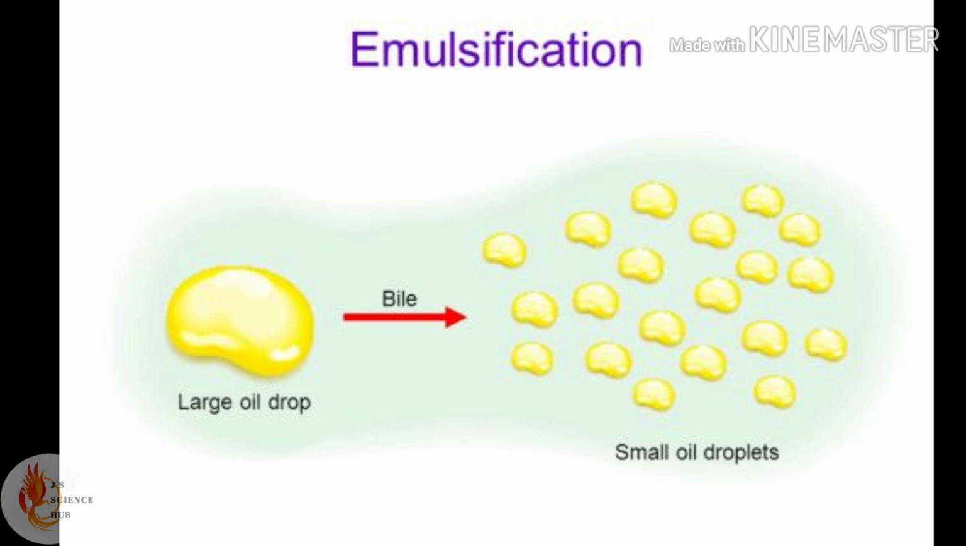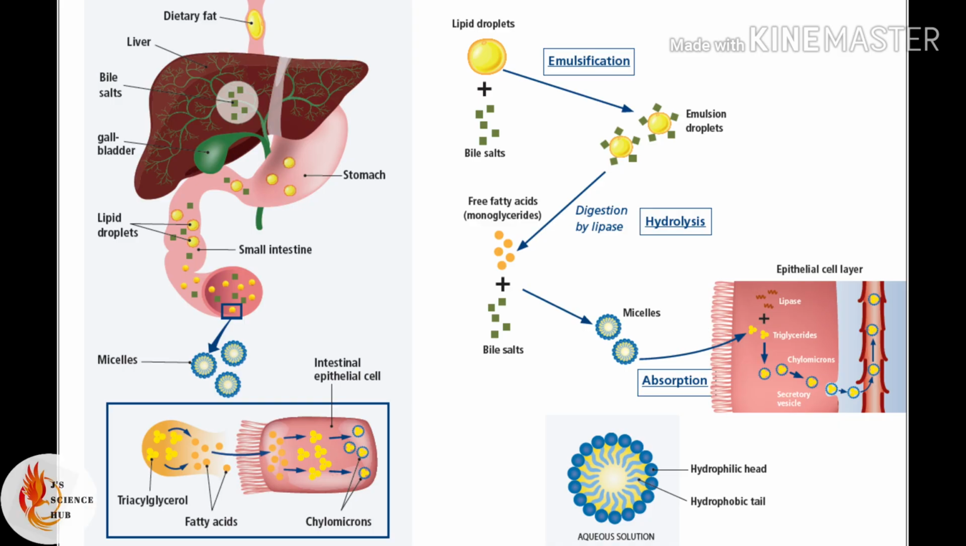Due to the action of bile, emulsification takes place, right? So these lipids, which are present in small droplets, undergo the enzymatic reaction, and due to the action of lipase, they are converted into fatty acids and glycerol. We know fatty acids and glycerol are the basic structural units of lipids. Okay, so we can consider that lipid digestion is now completed.